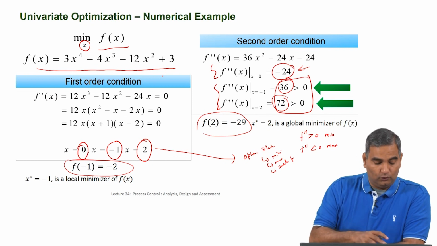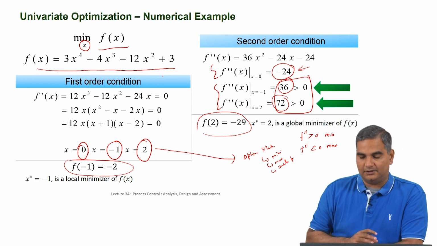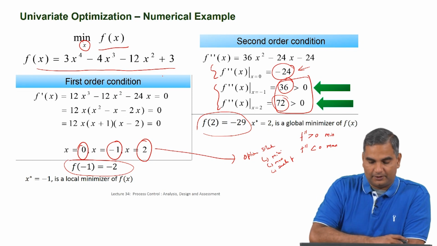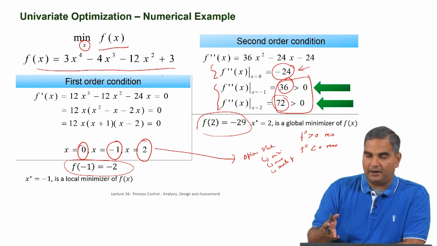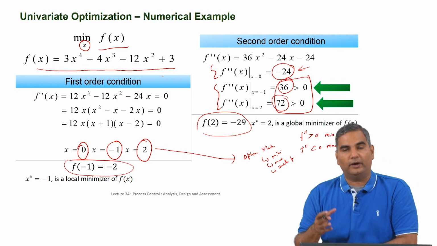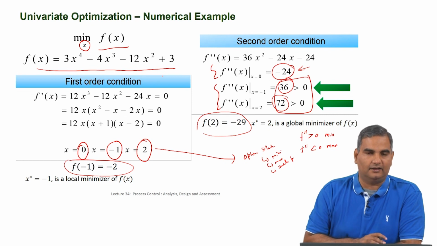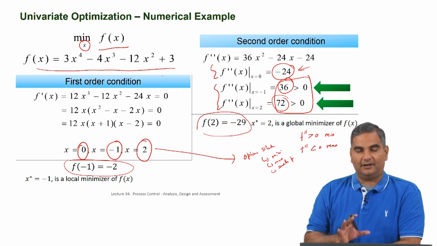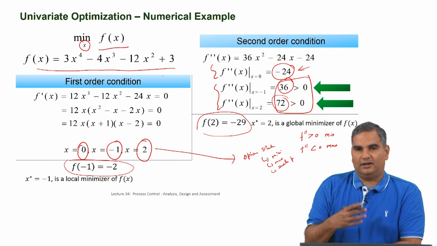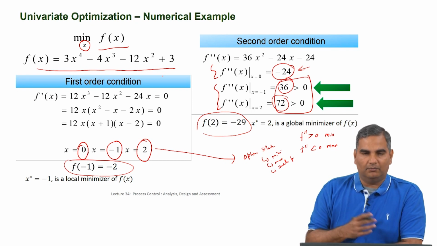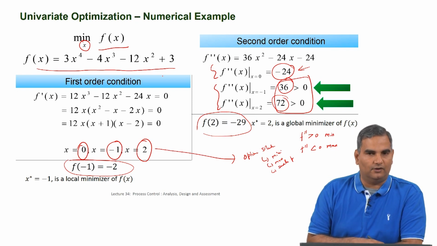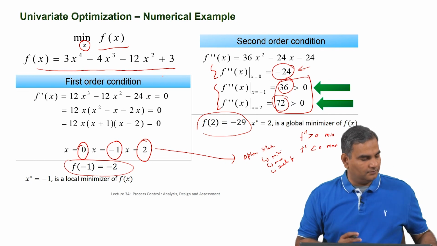I am not telling you why for a minimum point f prime has to be 0 and maximum point f prime has to be 0, and f double prime is negative is a maximum point, f double prime is positive is a minimum point. Why that is all true is something that I am not describing or discussing here. I just want you to understand how these are solved, so that you get a feel for how model predictive control problems are solved in terms of solutions to optimization problems.